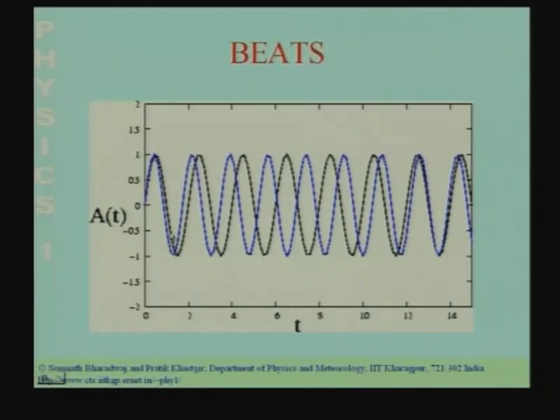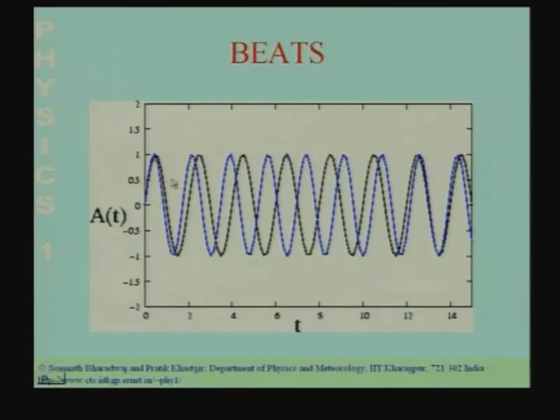So, the two oscillations start out exactly the same, but there is a small difference which keeps on increasing with time, and when this difference becomes pi, the two oscillations are exactly out of phase, which is what you see over here. Then the difference becomes 2 pi, so they are again in phase, and again they will go exactly out of phase when it becomes 3 pi, and again exactly in phase when it is 4 pi, etc.